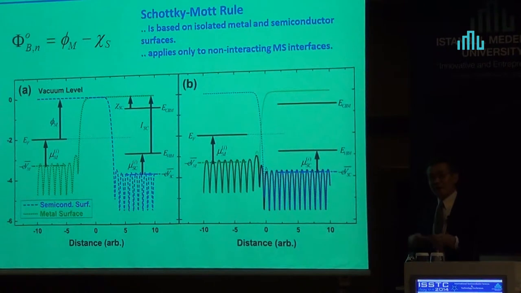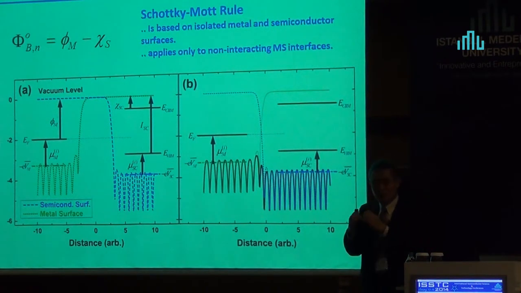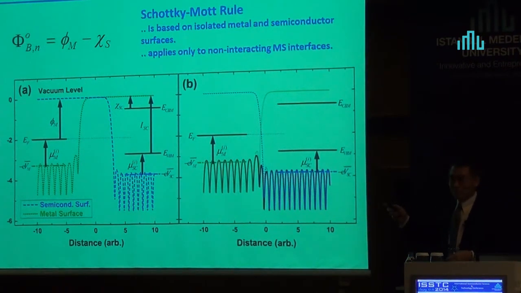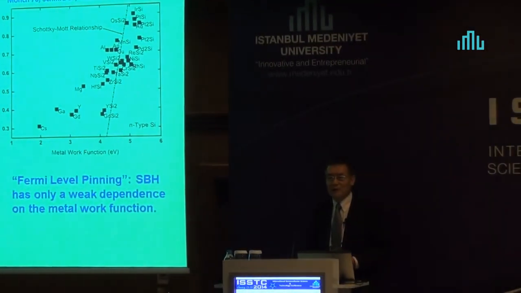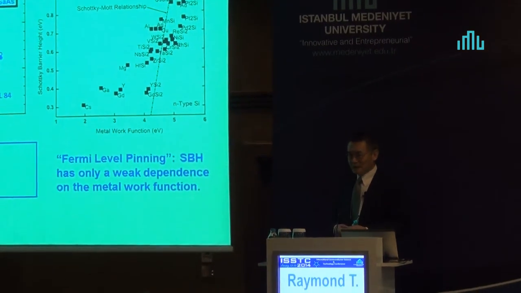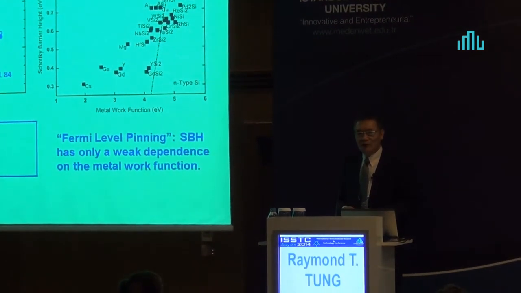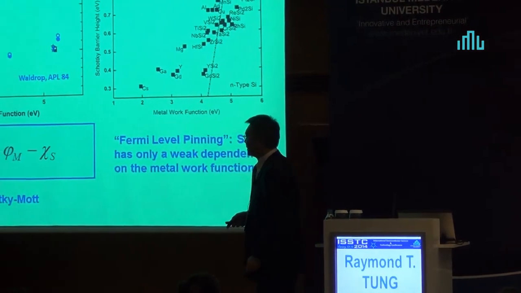Now, what that entails is that if we keep the charge distribution frozen, in other words, we do not allow the metal and the semiconductor to have any interaction. So the Schottky-Mott rule applies to a non-interacting metal-semiconductor interface, which is, of course, very unrealistic, as we know. When metal and semiconductor meet, some kind of interaction has to take place. So this rule is not expected to have much of an impact on the experiments where we observe Schottky barrier height. And indeed, it did not.